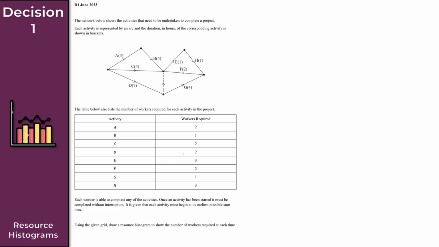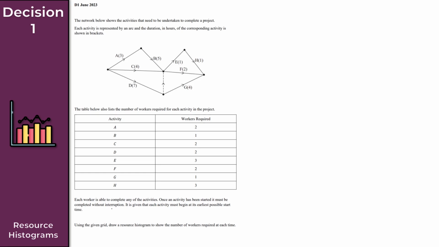What I've also got here is this table. The table lists the number of workers required for each activity in the project. In the left-hand column, I've got all the different activities, A, B, C, and so on, all the way through to H. And in the right-hand column, the number of workers required for each respective activity.